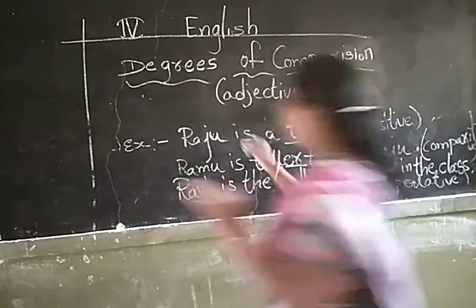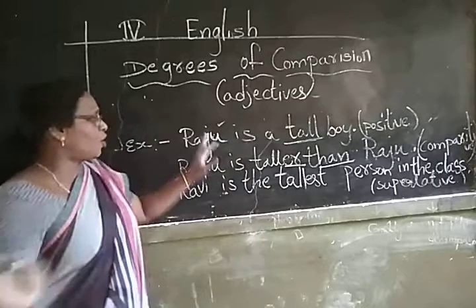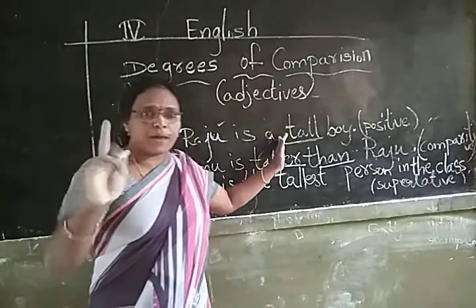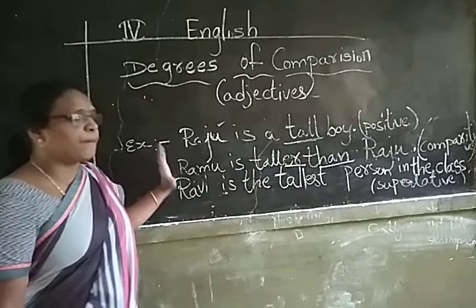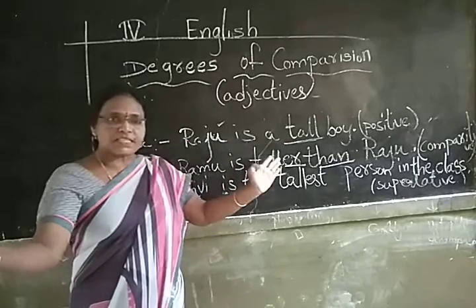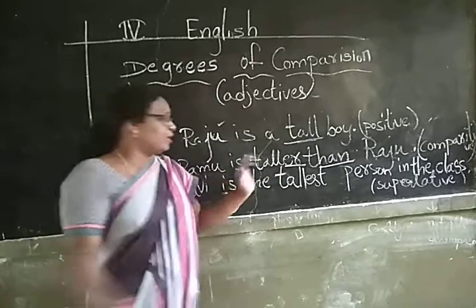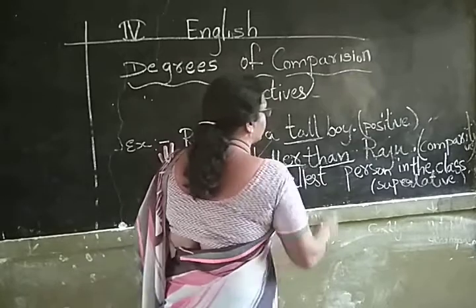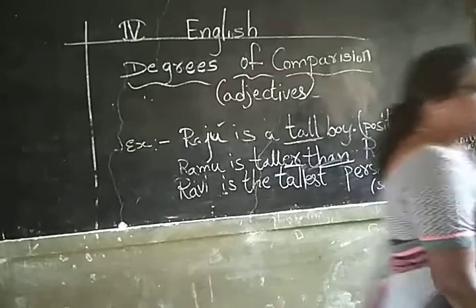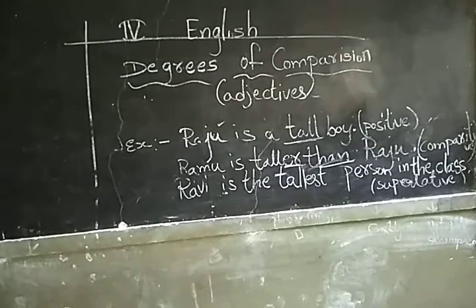Understood? For the positive degree, you are going to talk only about one person. Whereas in the comparative degree, you are comparing two persons, and you are going to add er to the adjective and use than. Understood?